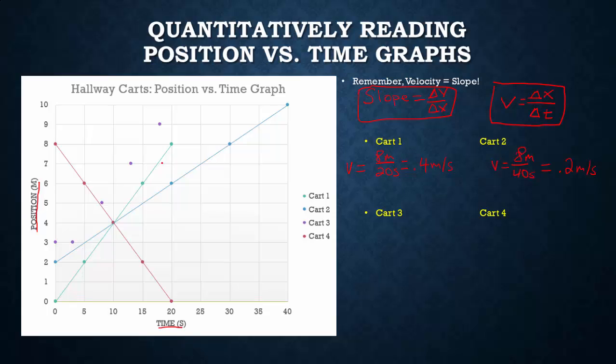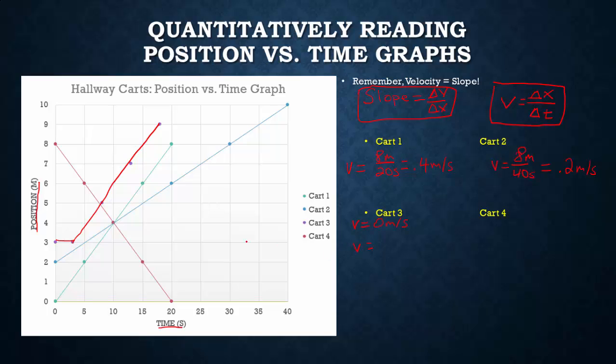For cart number 3, we have a little bit of a tricky situation. Remember, we have this moment where the cart is not moving, and then we have the moment where the cart is moving. Well, the velocity for that first segment of motion is going to end up being 0 meters per second because there is no slope.